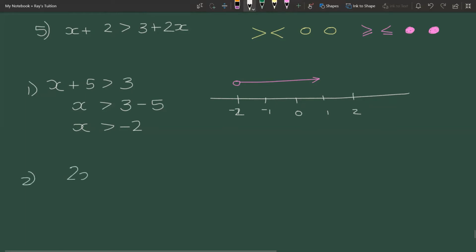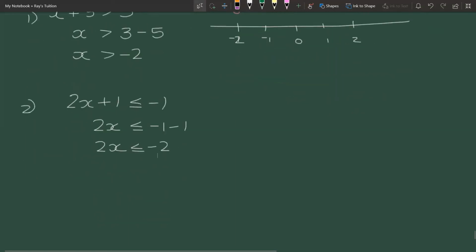So we have 2x plus 1 is less than or equal to minus 1. So first let's get the 2x by itself. So we take over that plus 1 and it becomes a negative 1 when we take it over, the sign changes. So we have 2x is less than or equal to minus 2. So then we would like to get the x by itself. So we divide both sides by 2. And then we get x is less than or equal to negative 1.